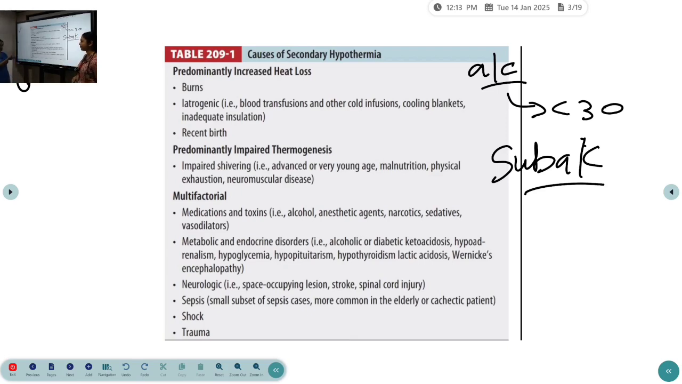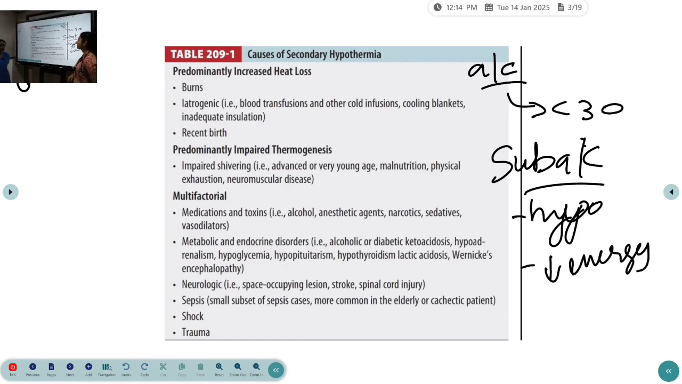Like if there are any metabolic causes, if the patient is having sepsis, when the patient goes into shock, in cases of trauma, all of these are subacute. So subacute usually happens if the body is in hypovolemia, or if the patient's energy reserves are very low. In that case also the patient will have subacute causes.